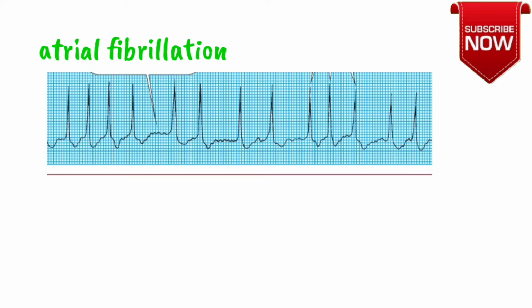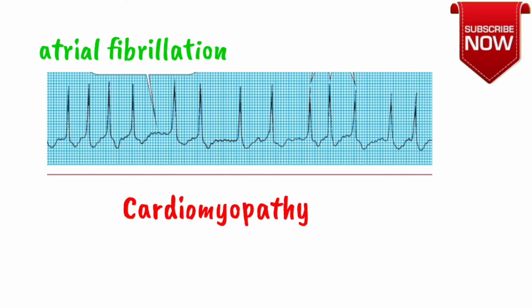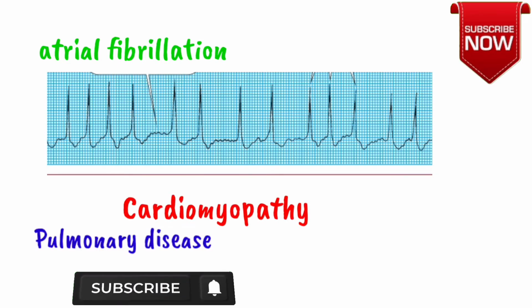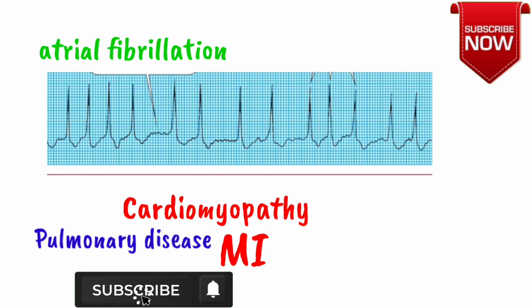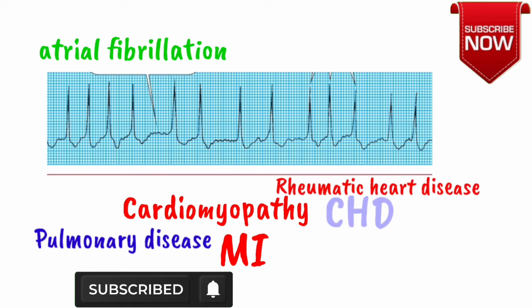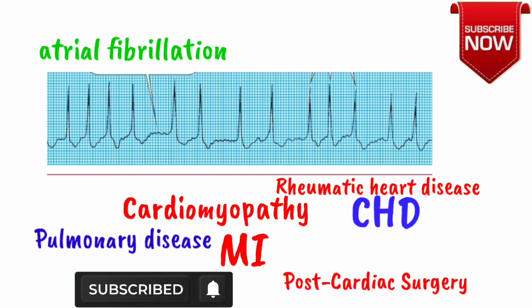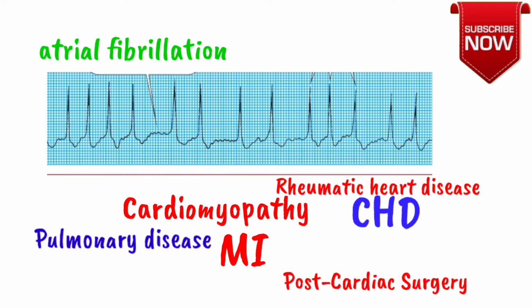Atrial fibrillation is an extremely rapid and disorganized pattern of depolarization in the atria. Causes of atrial fibrillation are cardiomyopathy, pulmonary disease, myocardial infarction, rheumatic heart disease, congenital heart disease, and post-cardiac surgery.